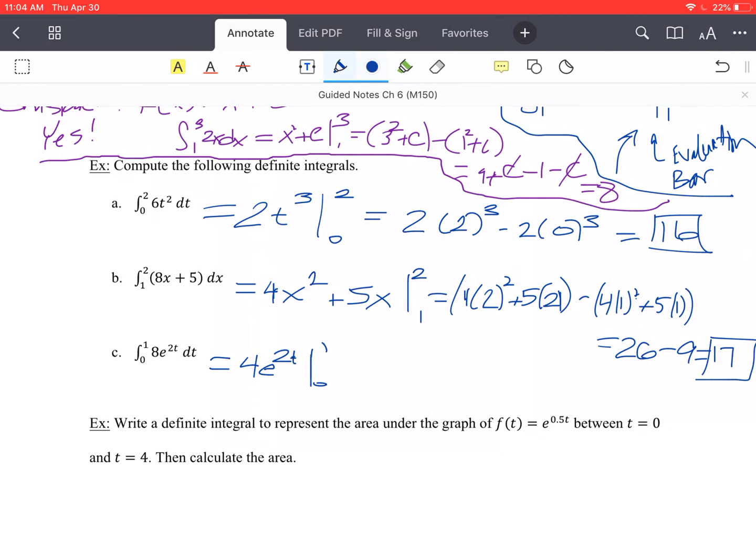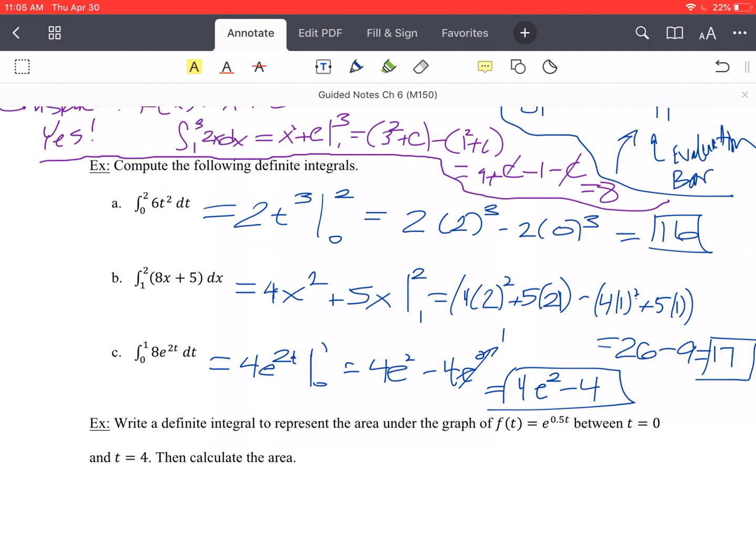Okay. So this gives us 4e squared minus 4e to the 0. e to the 0 is just 1. So this is 4e squared minus 4. Alright. And that's the exact answer, and that's the one we want. We don't want those approximations, just leave it exact, and that would be perfect.